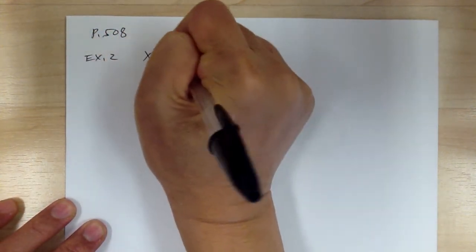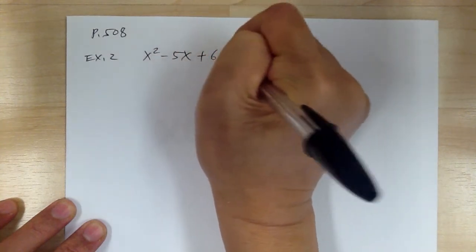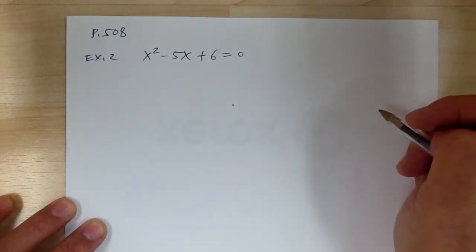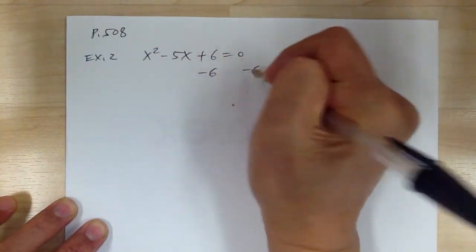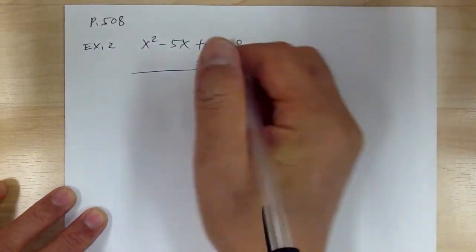So example 2, you have x squared minus 5x plus 6 equal to 0. And you want to solve by completing the square. So again, first, let's get rid of this number, because that is not a correct number for the perfect square.